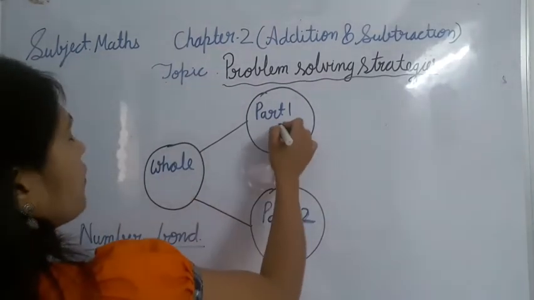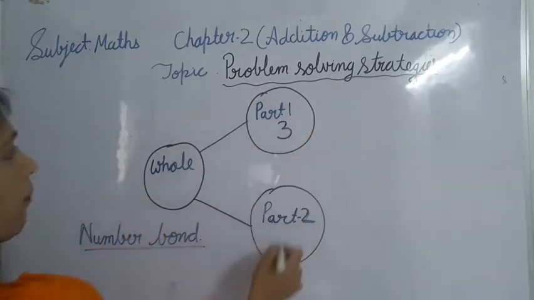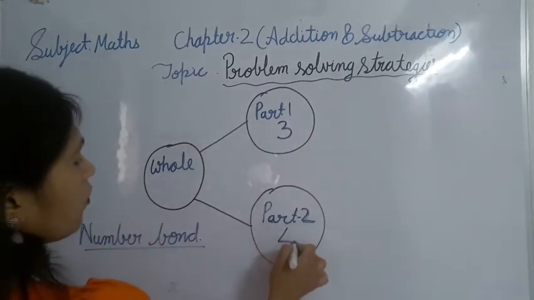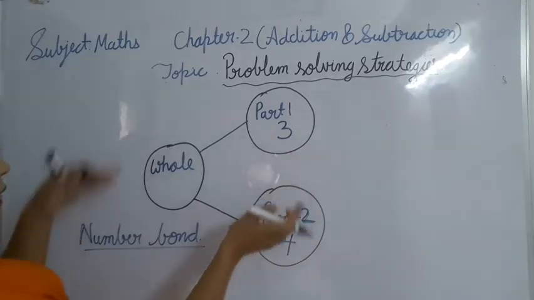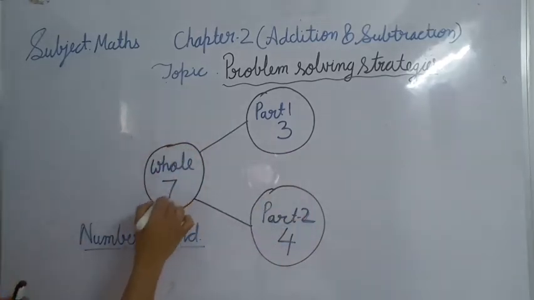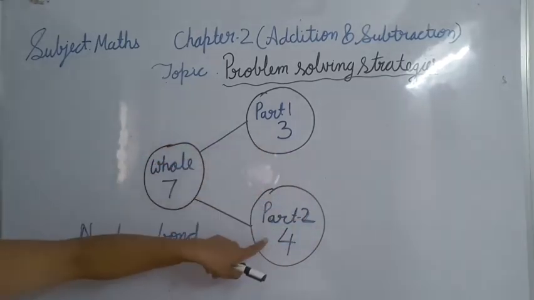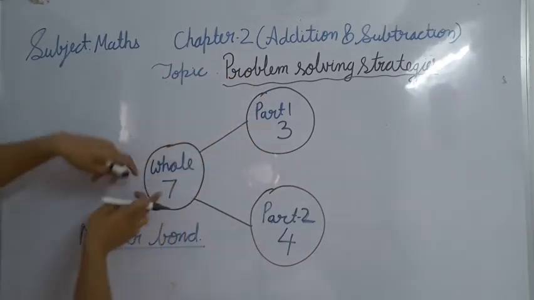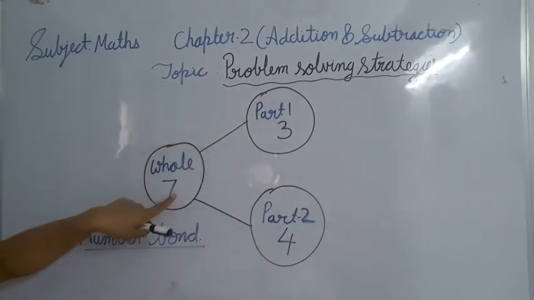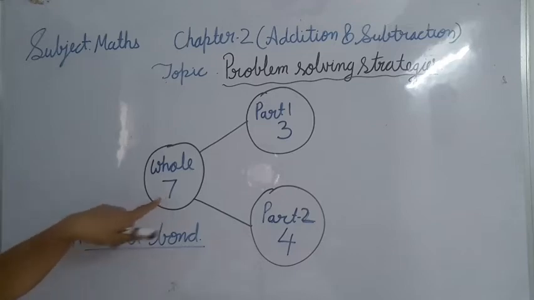If I write part 1, we have 3. In part 2 we have 4. So 4 and 3 make 7. So this is part 1, this one is part 2. When we combine the parts, we get the whole. So 3 plus 4 is equal to 7.